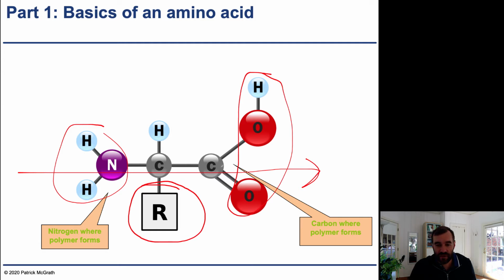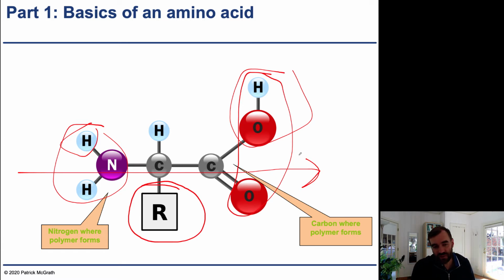In the event that you have a polypeptide chain form, you lose this OH, you lose one of these hydrogens, and a water molecule is produced. And then this nitrogen atom is covalently bonded to the carbon atom from the other subunit. So it creates a directionality.